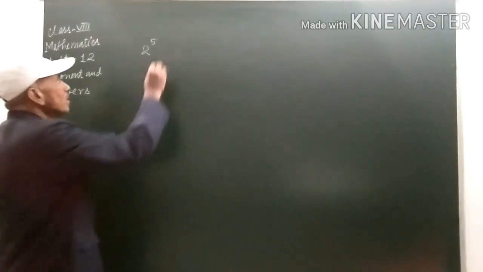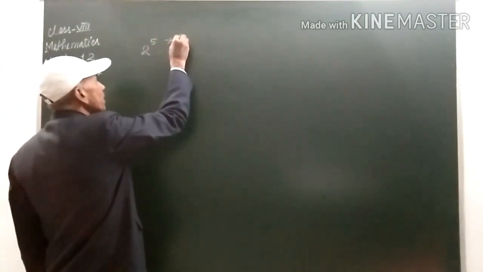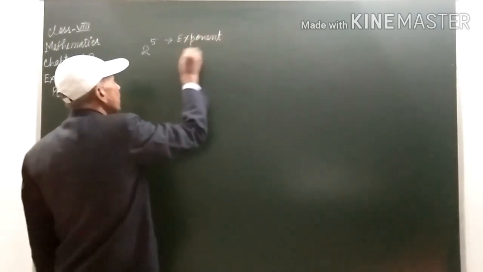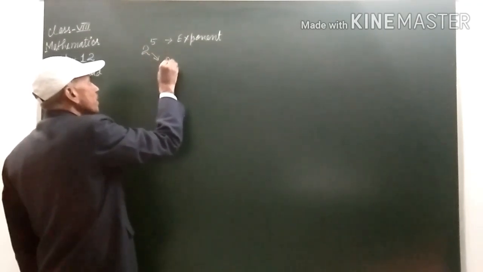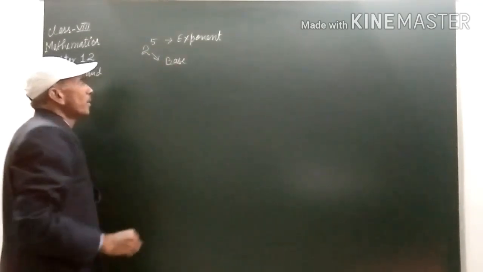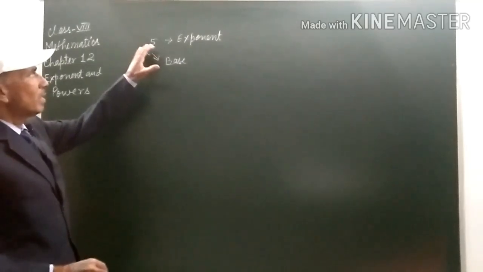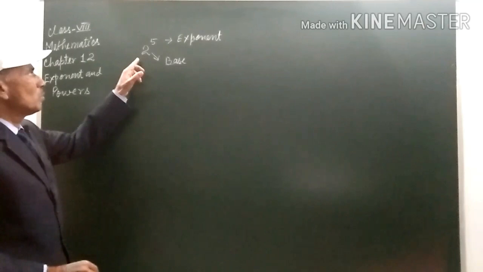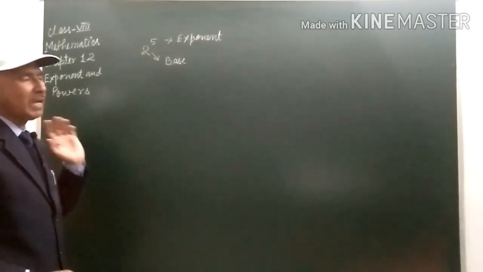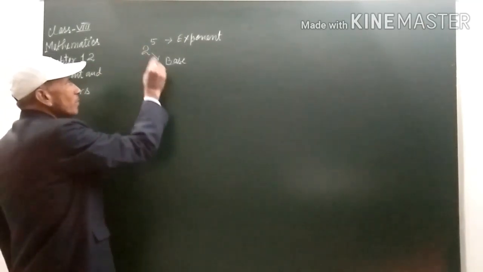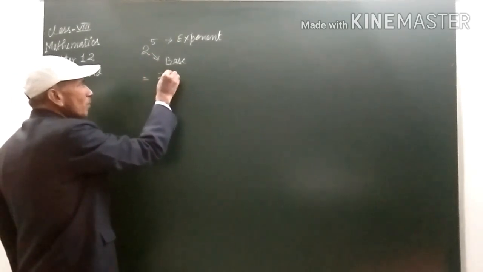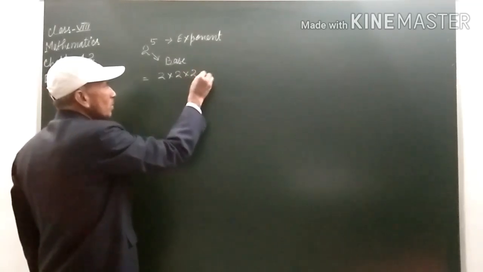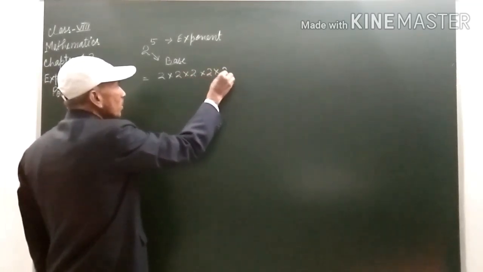Students, in this, 5 is the exponent and 2 is the base. On the base there is an exponent, that is 5, and we can read it as 2 raised to the power 5. It means, students, we have to multiply it 5 times itself: 2 into 2 into 2 into 2 into 2.